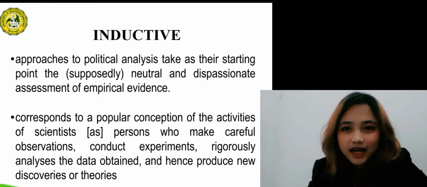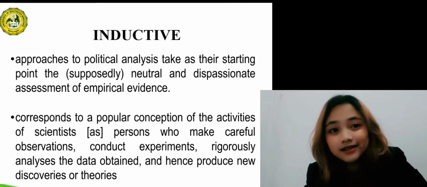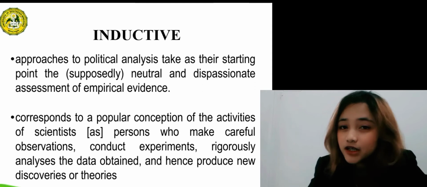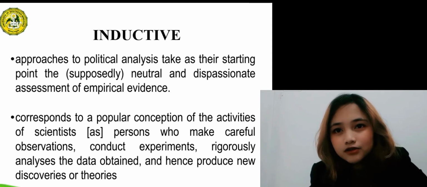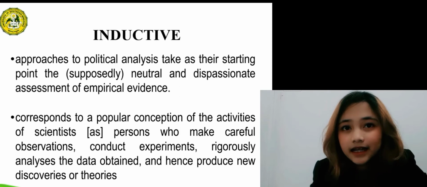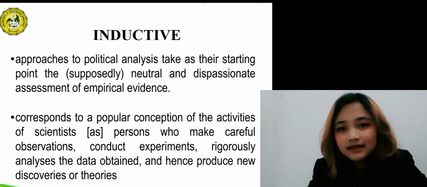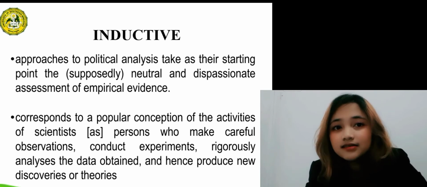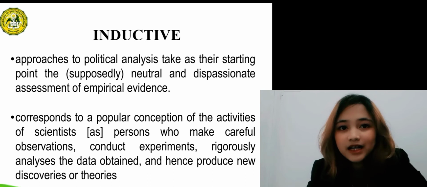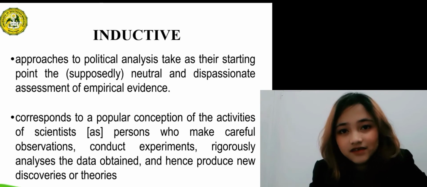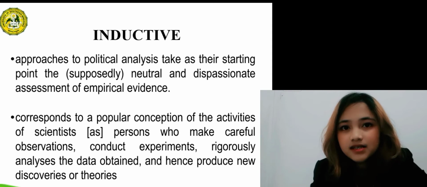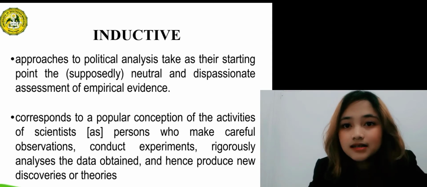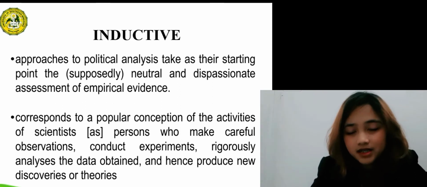So we will first define what deductive and inductive logics are in political analysis. First, according to Dahl's book, Political Analysis: A Critical Introduction, induction is an approach to political analysis which takes as its starting point the neutral and dispassionate assessment of empirical evidence, which means that from specific observations it seeks to generate more general or even universal theoretical propositions.